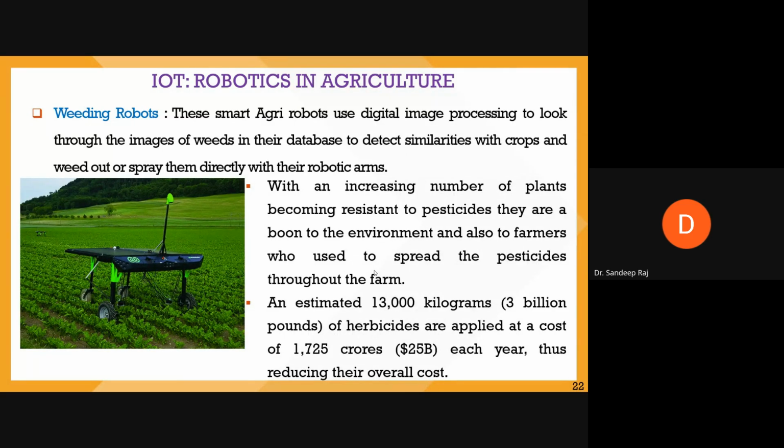An estimated 13,000 kilograms of herbicides are applied at a cost of 1,725 crores each year, thus reducing their overall cost. So what I am trying to say is if we can develop such kind of AI model and integrate it with some robots, then the total cost of productivity can go down. So in practicality, there are several robots. Of them, one is the weeding robot.